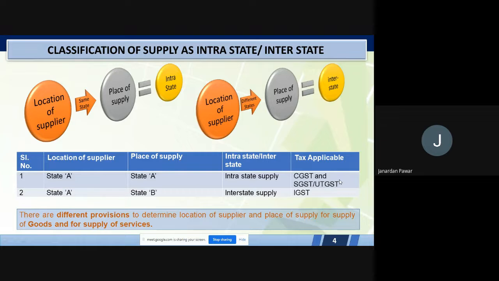Now, moving on to the second example, which is an example of interstate. Here in this case, the location of the supplier is in state A, and the place of supply is in state B. So here there are two different states, and whenever we go for a transaction between two different states, it becomes interstate supply. And for interstate supply or interstate transaction of goods and services, IGST is applicable, and that is our core area, by the way. So I hope you guys understood the concept of intra and inter in a very precise manner.